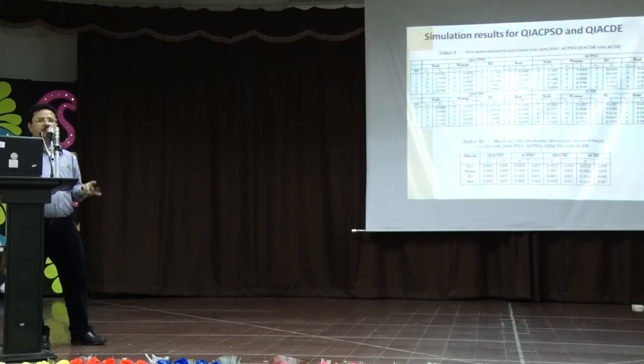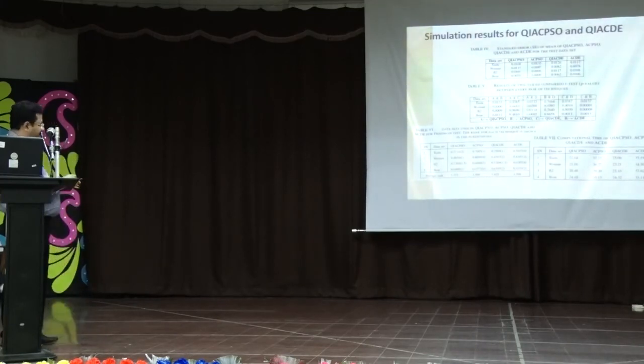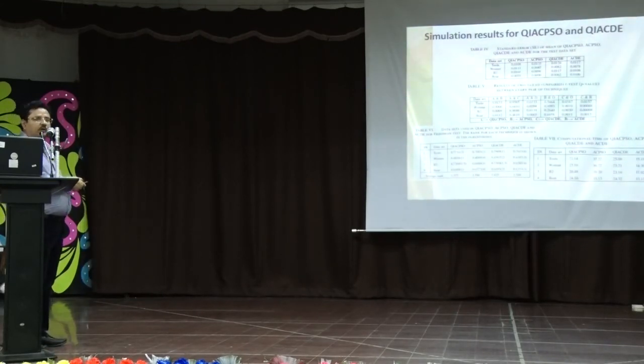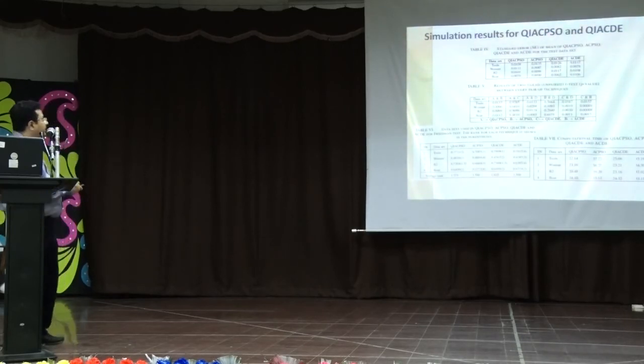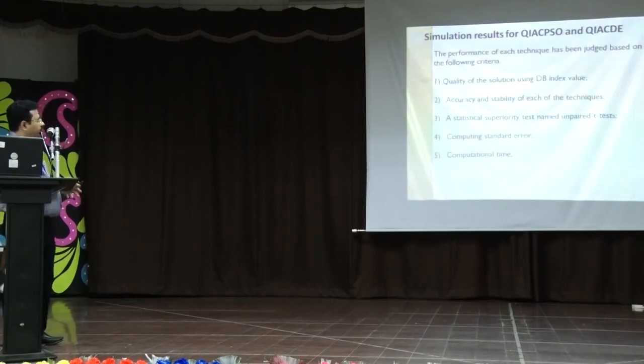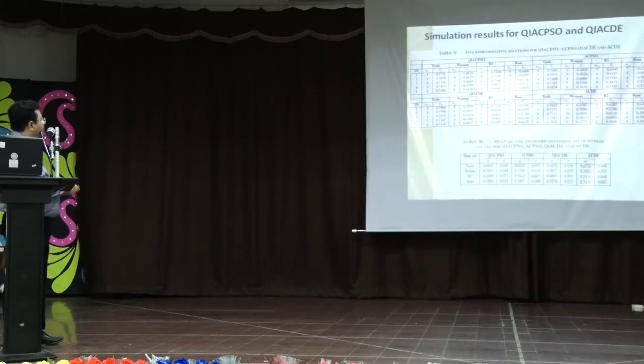And these are the simulation results. Obviously, we will not be interested in all of these results. But if you go to these 2 tables, Table 5 indicates the comparison of the different algorithms, and it is found that QIACPSO is working better than the other. Now what is this? You see, these are the optimum numbers of clusters, 7, 10, 7, 9, 8 for different generations.